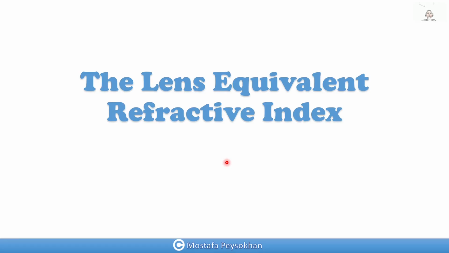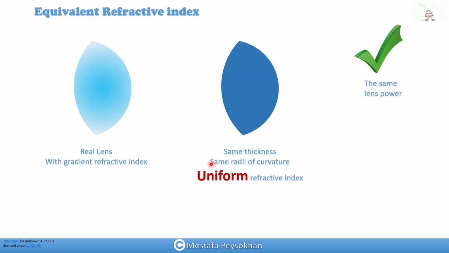In previous videos, we talked about the lens refractive index distribution. We talked about the geometrical aspect of the refractive index. We talked about the thickness of the refractive index. So right now, in this video, we want to talk about lens equivalent refractive index. So what does it mean? Let's take a look at the meaning of equivalent refractive index.